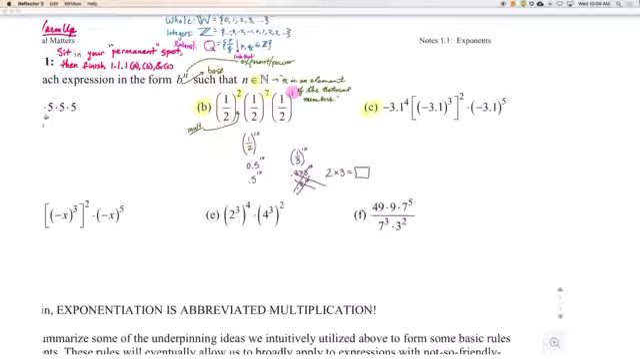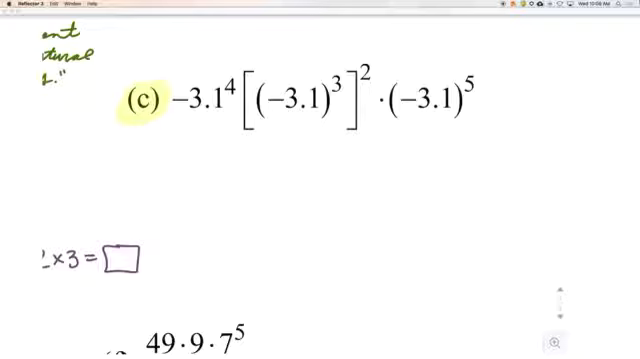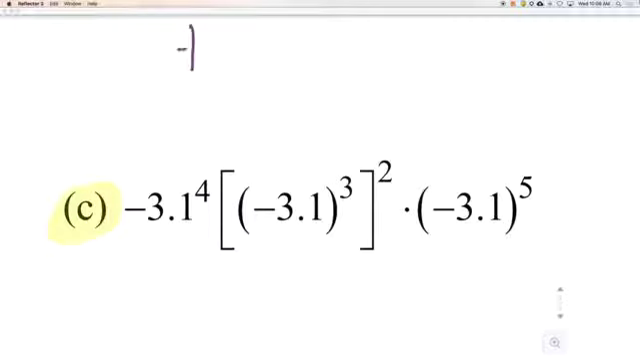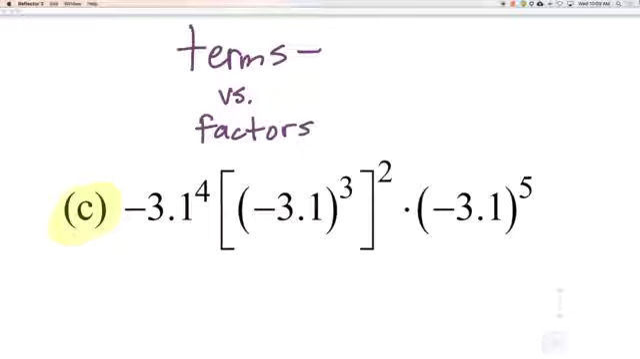All right, letter C. Oh boy. How many terms do you see up there in this expression? Let's talk about terms and factors. Super important. Terms versus factors, okay? Like they're having a dance-off or something. Terms are separated by plus and minus signs. Factors are separated by what? Multiplication or division signs, okay? Huge difference. How many terms do you see in this expression on part C? Zero? Not quite zero. Slightly bigger than that. One. Yeah. This whole thing is one term.